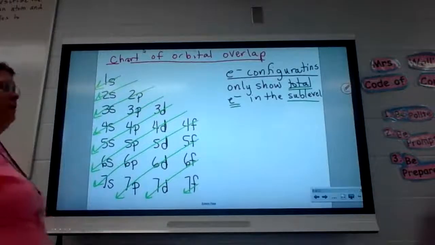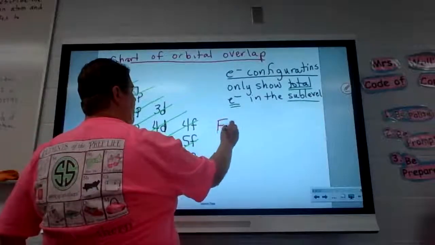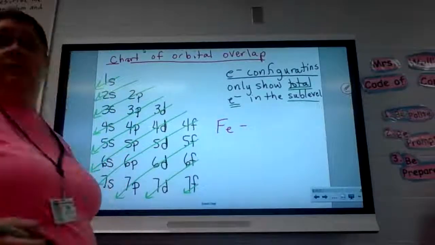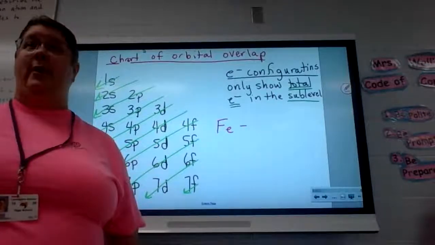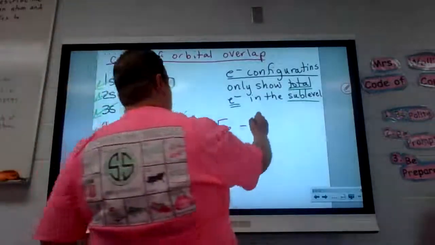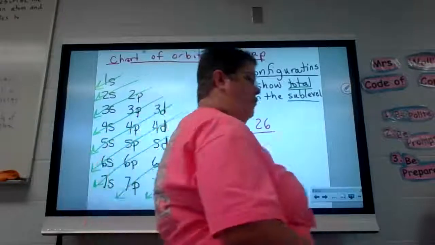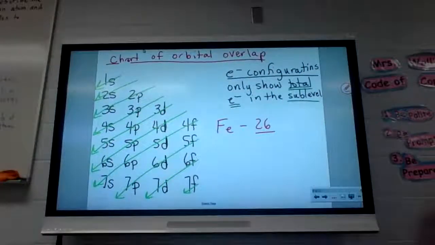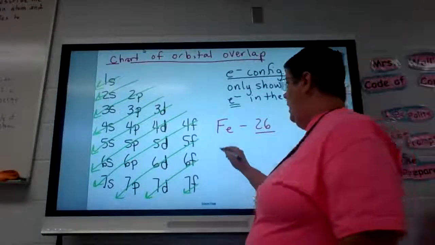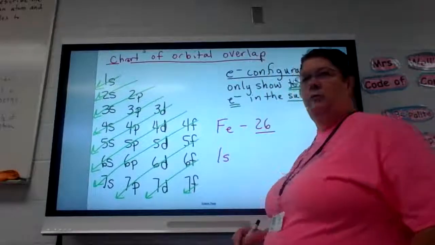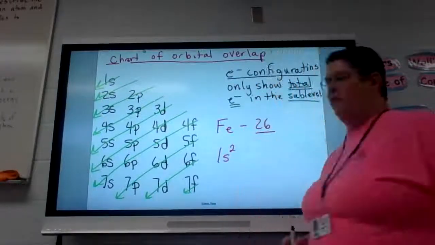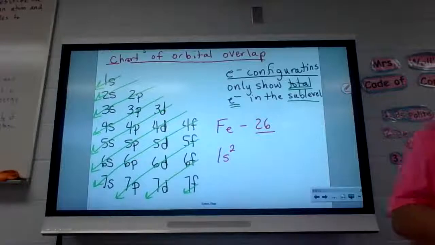So let's say we want to do iron. Iron has how many electrons? 26. All right, so if we have 26 electrons, and you look at the periodic table and come up with that number, we're going to read the chart exactly as written on the board, and we're just going to find the total electrons in the sublevel. So what's the first thing in the chart? How many electrons are in an S sublevel? 2. You write 2 right there. We've covered that one. What's the next thing in the chart?